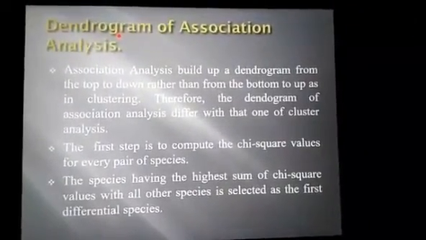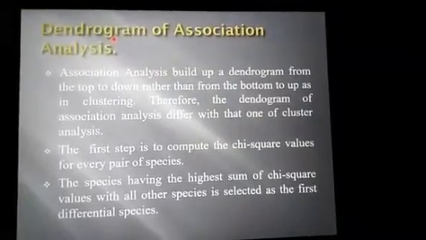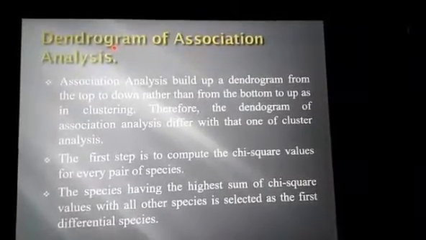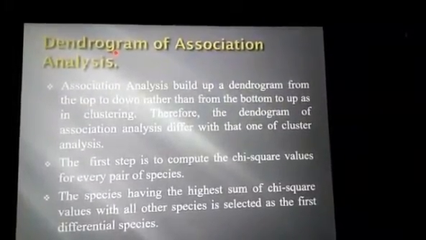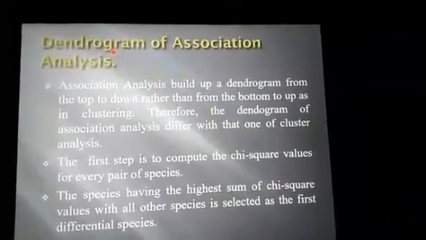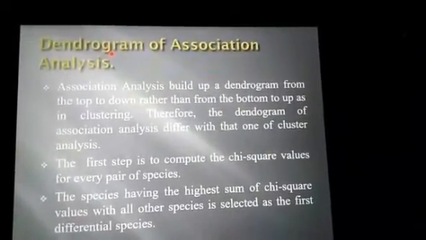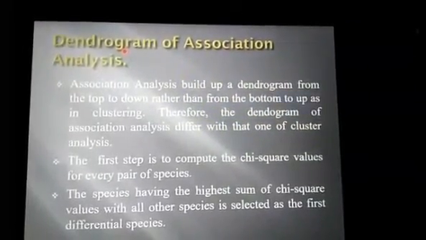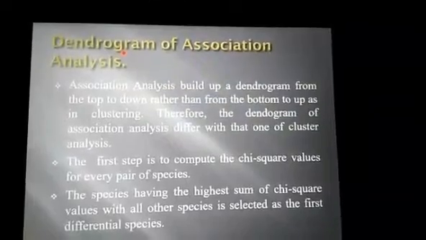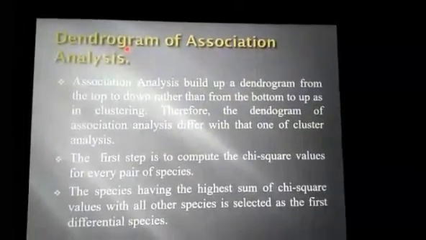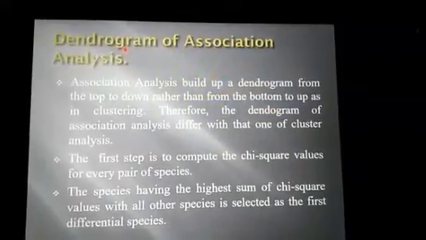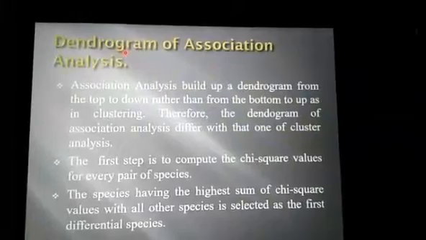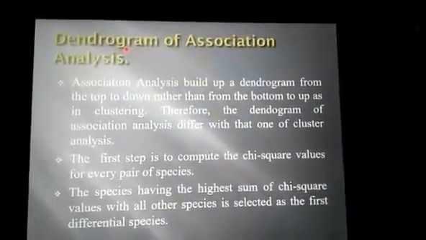So we find that the association analysis builds the dendrogram from top to bottom rather than from bottom to up as in clustering. Therefore, the dendrogram of association analysis differs from that of the cluster analysis. So the first step with the association analysis is to compute the chi-square value for every pair of species. The species having the highest sum of the chi-square values with all the other species is selected as the first differential species.